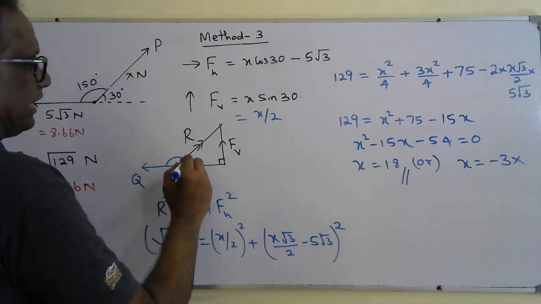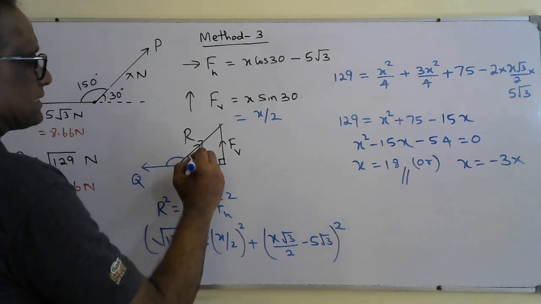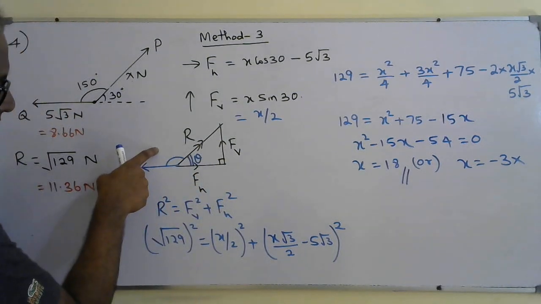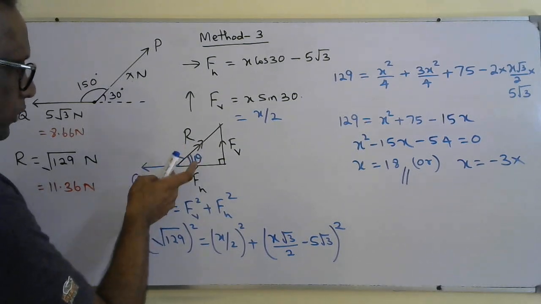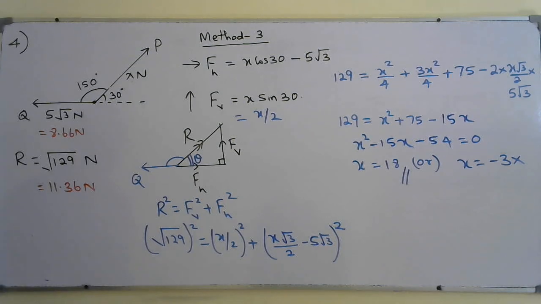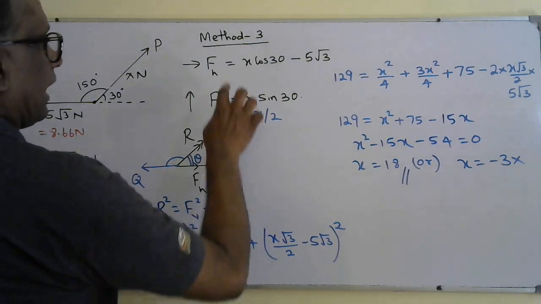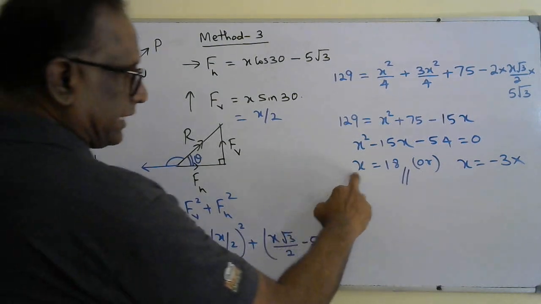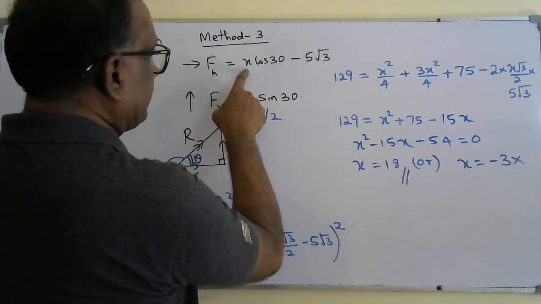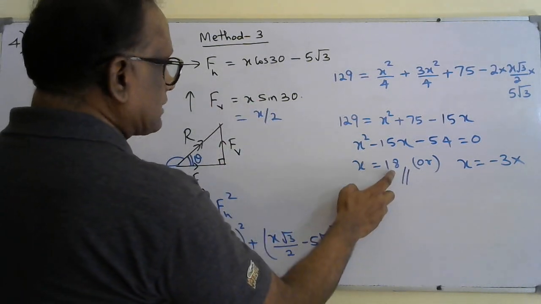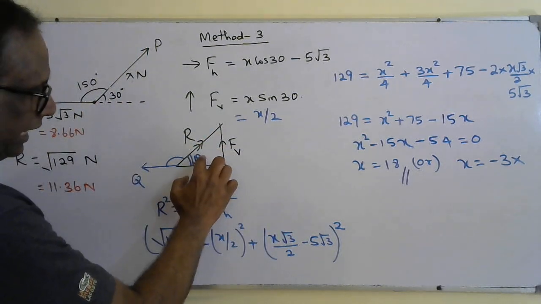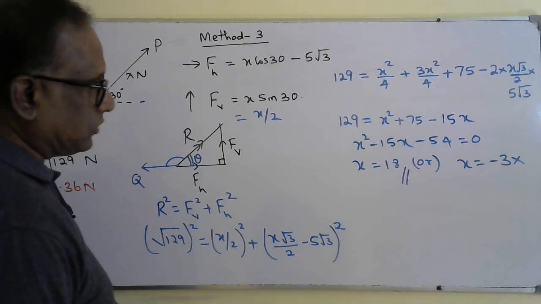Okay, so we'll find this angle first. That is theta, if I say. We'll find the theta, then we'll find this angle. The question says angle between the Q and resultant. So in this right angle triangle I can find the theta. To find the theta, I should know the vertical component and the horizontal component. Since I know x is 18, I can substitute 18 here and find the horizontal component, and substitute 18 here and find the vertical component. Then I'll find tan theta and I'll find the theta here. Okay, I'll do that now.